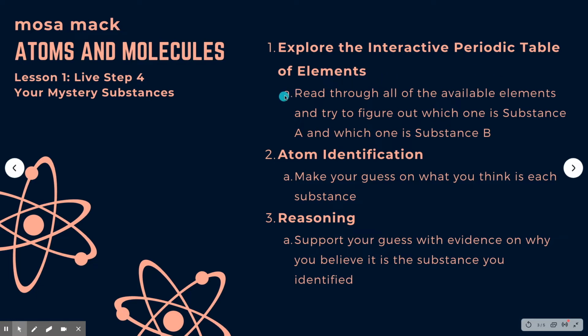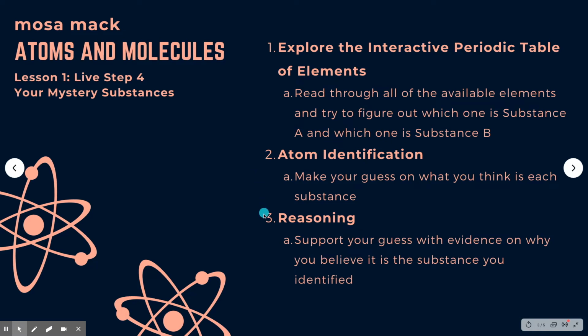And what you're going to do is you're going to read through all of the available elements and try to figure out which one is substance A and which one is substance B. So as you click through each of the elements, a card will pop up and it'll tell you a little bit more about what each element is and how it reacts to certain things. Once you have an idea more or less of what element you think is each substance, then you can move on to step 2, which is atom identification. So in the table, you're going to guess on what you think each substance is.